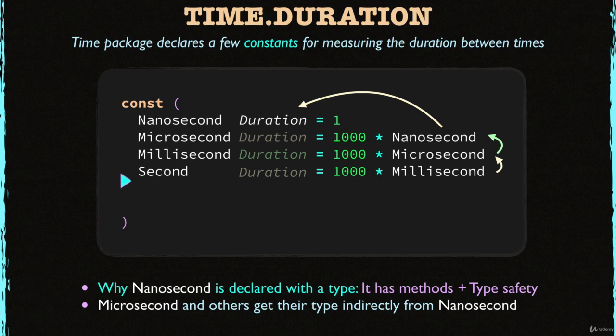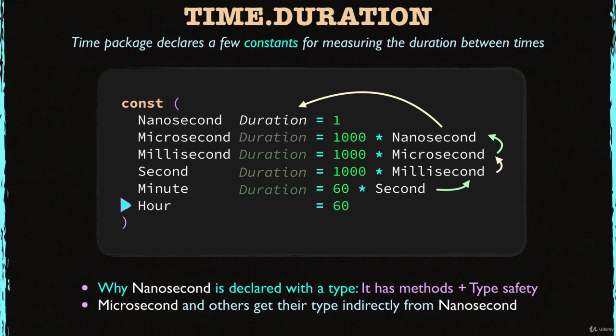And here is another one named minute. Its type is duration again. It gets its type from second. And second's type is duration. And lastly, here is the hour constant. Its type is also duration. It gets its type from the minute constant. And the minute constant's type is also duration. As you can see, the type of all these constants is duration.